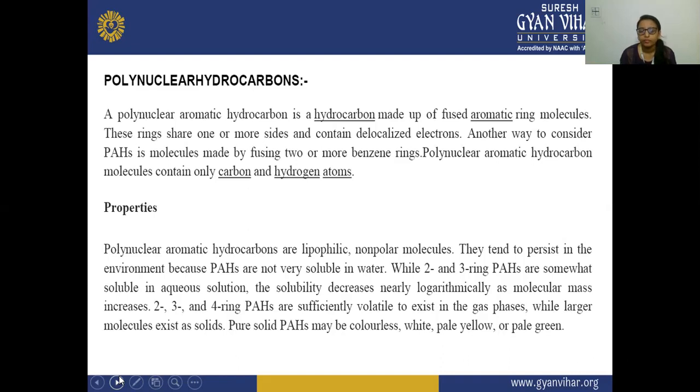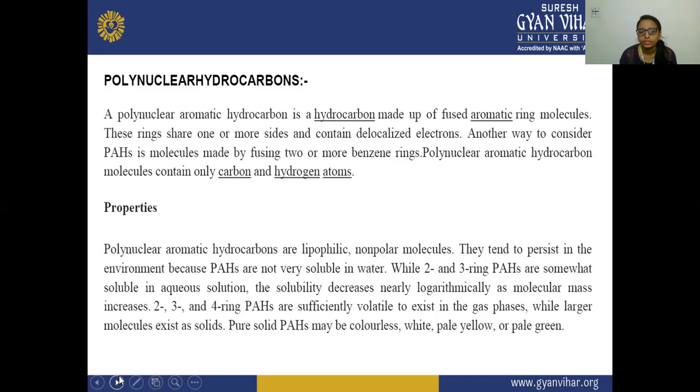The 2, 3, and 4 ring PAHs are sufficiently volatile to exist in the gas phase. So these PAHs containing 2, 3, 4 rings are volatile, meaning they are converted into vapor form, and they can exist in the gas phase or gas state, while larger molecules exist as solids. The smaller PAH molecules, which have 2, 3, or 4 rings and are also soluble in aqueous solution, are sufficiently volatile. They are volatile in nature, and they also exist in the gas phase.